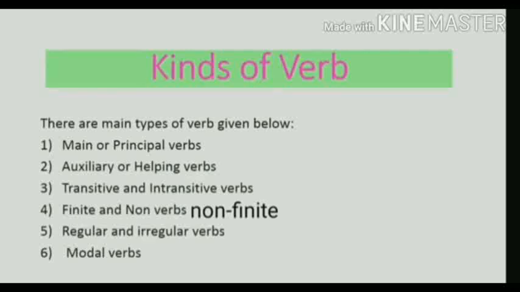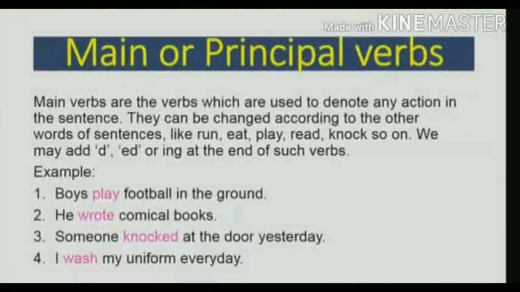Then what are the kinds of verb? Now in this lesson we are going to learn the important thing, that is kinds of verb. There are six main types of verbs given below. The first one is main verb or principal verbs. Second is auxiliary verbs or helping verbs. Third is transitive verbs or intransitive verbs. Fourth one is finite verb or non-finite verbs, then regular verbs and irregular verbs, and the last one is modal verbs.